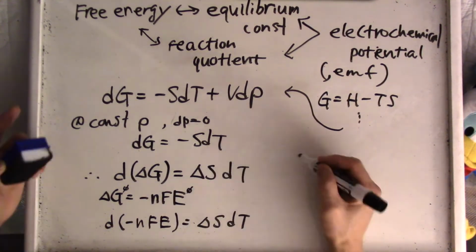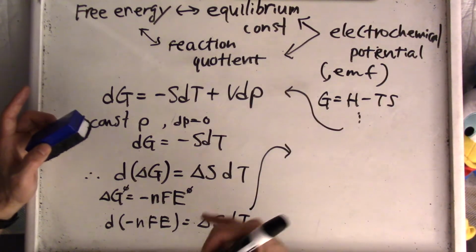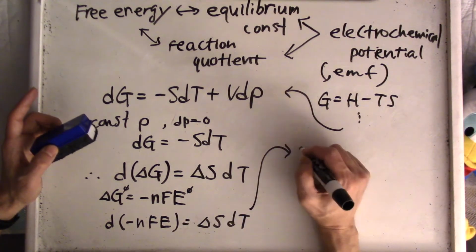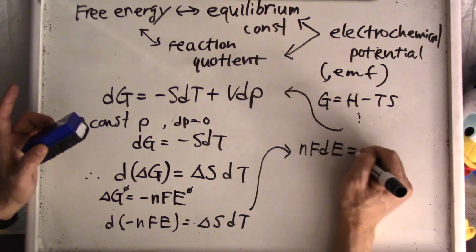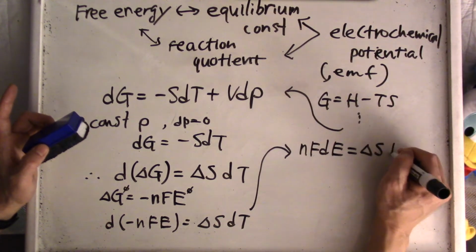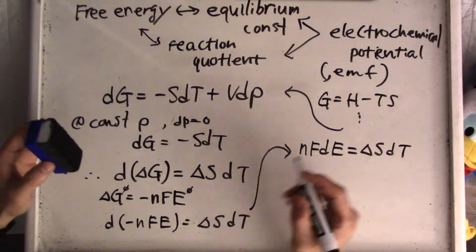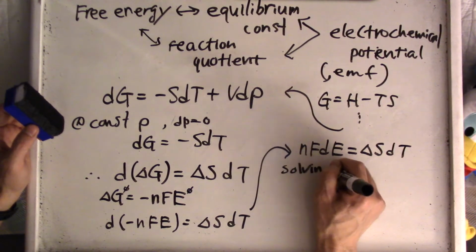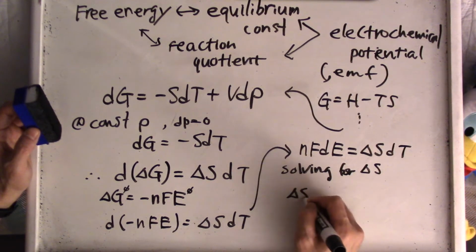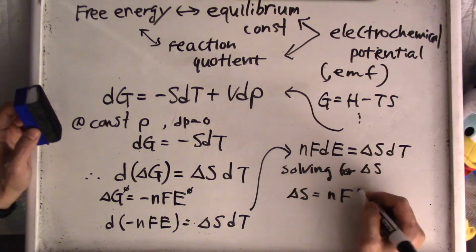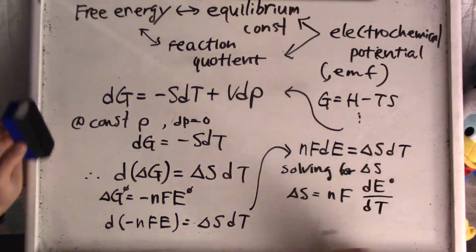So underneath here, I'm going to use a space up here, all right? Again, it's a minus sign here, but you can call this NFdE, I'm just giving you the end results, is equal to delta S dT, all right. So what does it mean? And solving for delta S gives you delta S is equal to NF dE standard over dT. Just take my word for it.